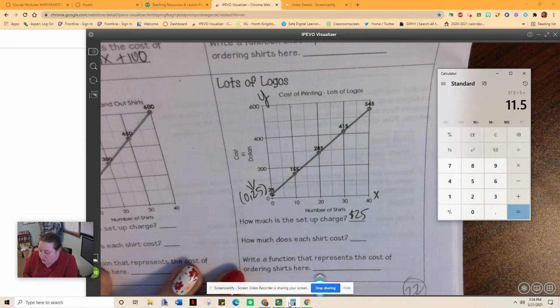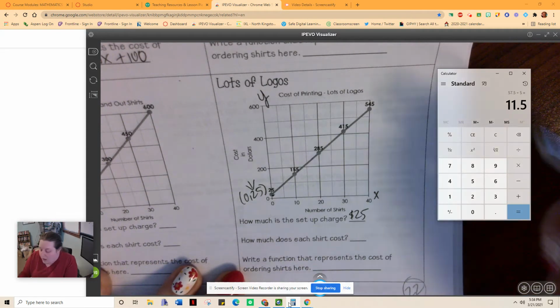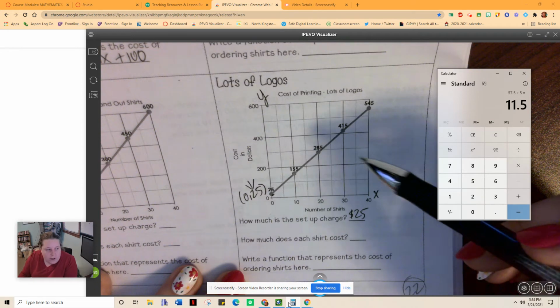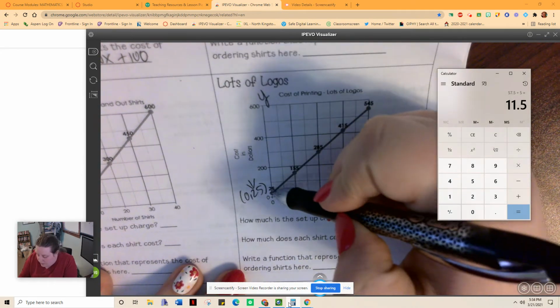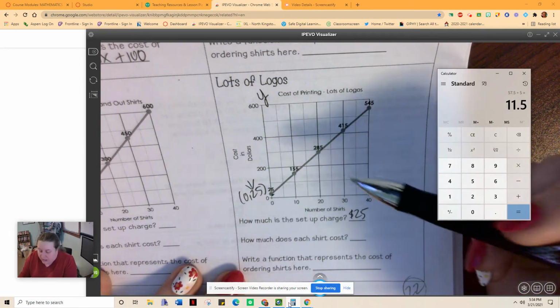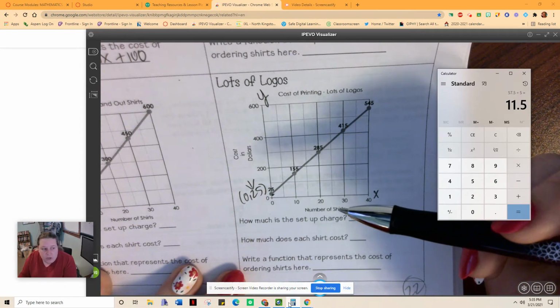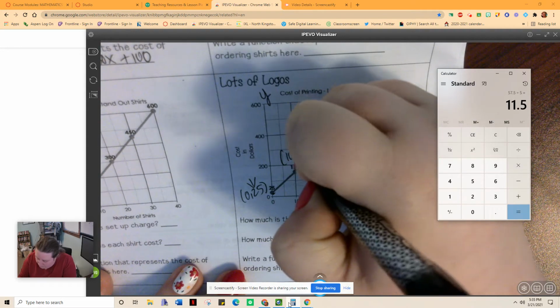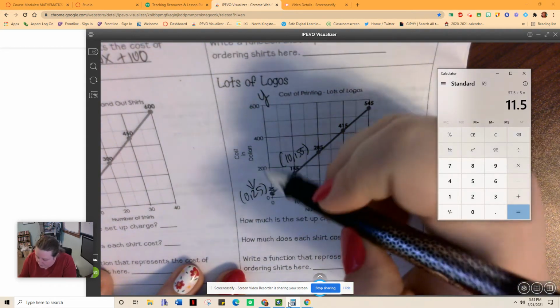How much does each shirt cost? So you pick any 2 points on the graph. You could even pick this one and this one. It doesn't really matter. I'm just going to use these 2 here. Now, it's a little harder to use with the lines. But this point right here is 10,155. That's how much we're going up.